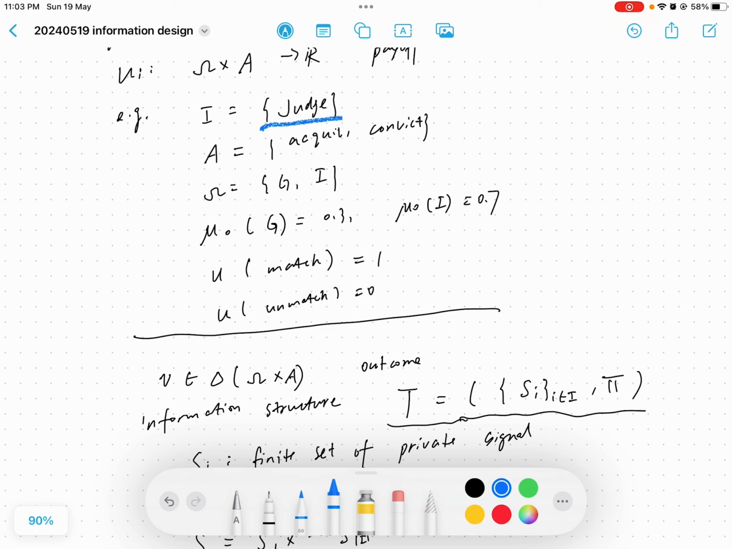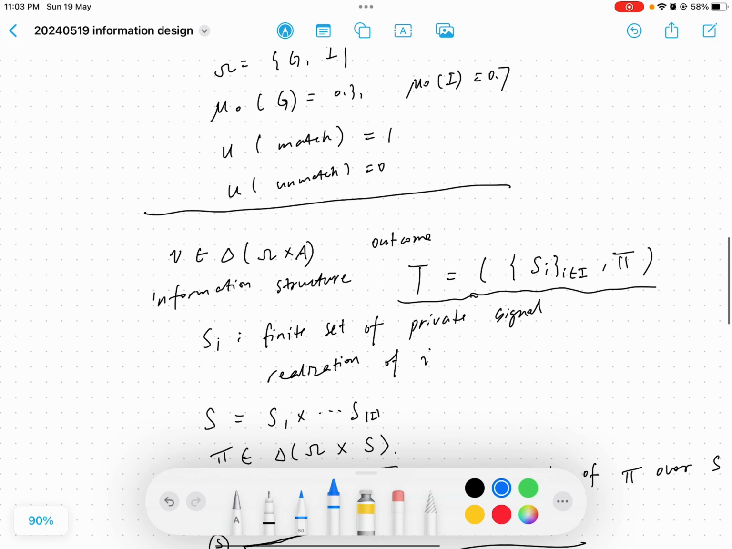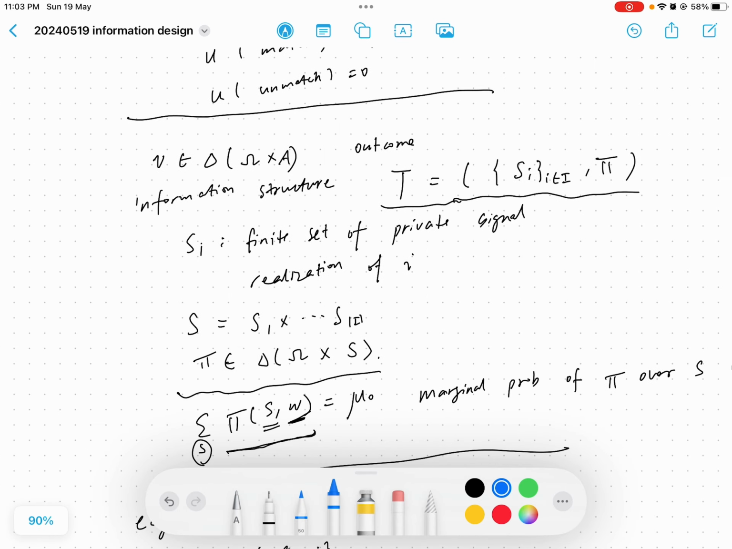If a good person is acquitted, or a bad person is convicted, both lead to a utility of 1 for the judge. But if the state of this person and the action don't match, then it's 0 utility for this judge. Okay, so those are pretty similar settings in the example as before, right?